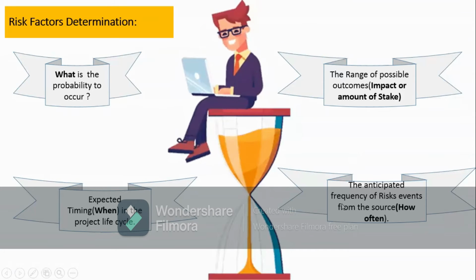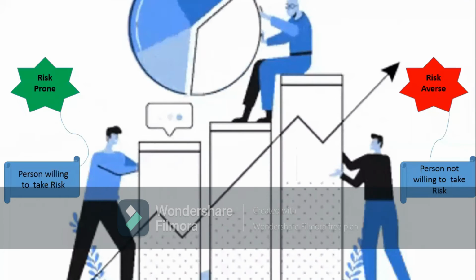So what is the anticipated frequency of the risk event from the source? How would that source, that type of risk, affect us? And what are the sources of that risk? Now we're going to see through our cycle presentation what the sources of the risks are.